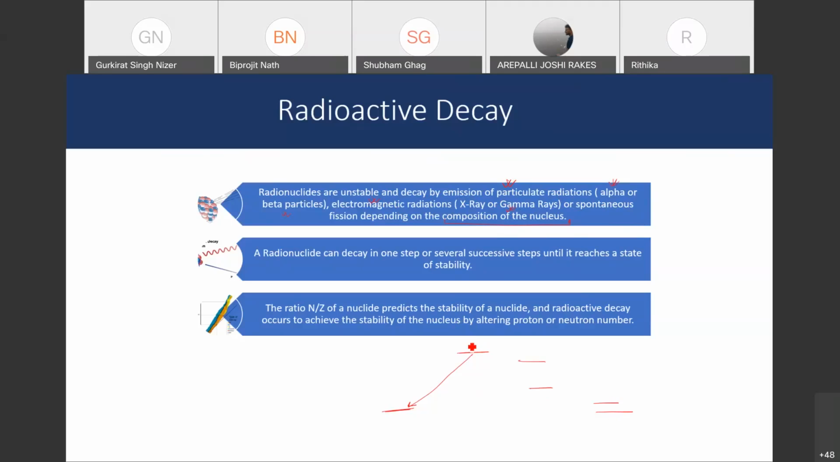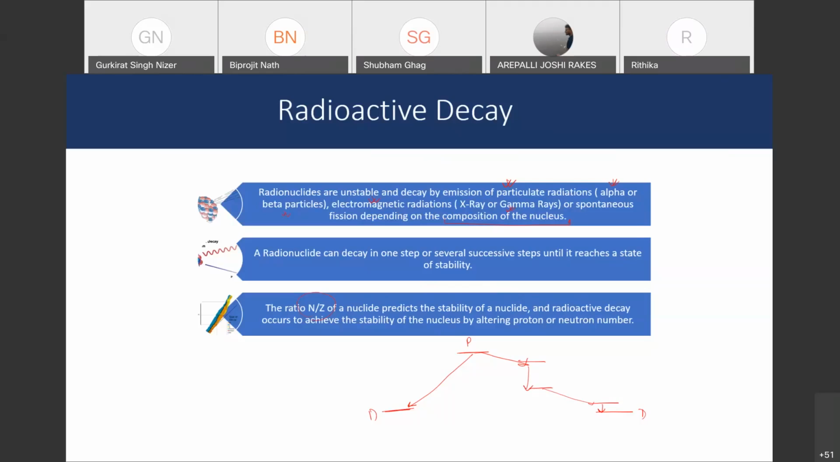For example, that's the parent state, and the daughter one over here, and both of them are stable. So this decay can be a single step to get to a state of stability or a multi-step process. It can be a single step or multi-step, but the main goal is to achieve stability. And this ratio, which you call the N by Z ratio of a nucleus, predicts the stability of a nucleus. Whatever radioactive decay we see, all these decay processes occur to achieve stability of the nucleus.